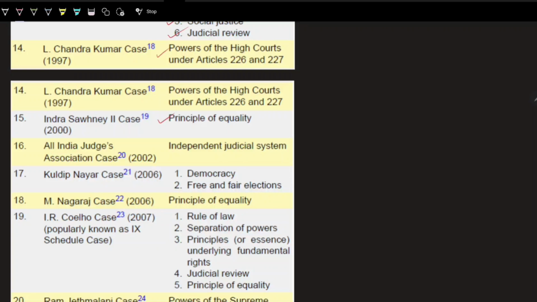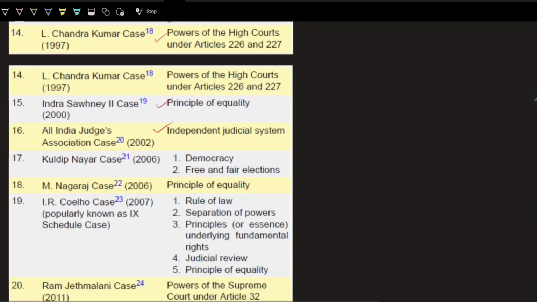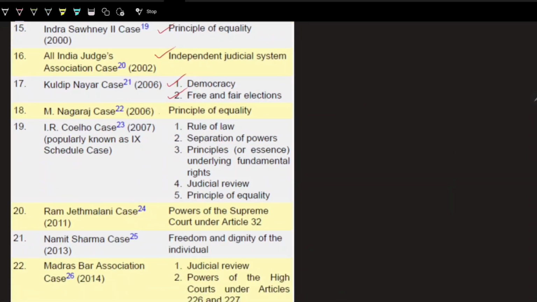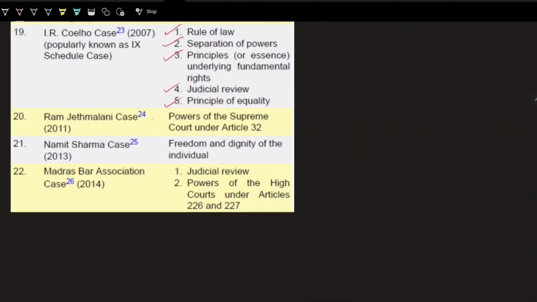All India Judges Association case, 2002: independent judicial system. Kuldip Nayar case: democracy, free and fair elections. M. Nagaraj case: principle of equality. I.R. Coelho case, popularly known as the Ninth Schedule case: rule of law, separation of power, principles underlying fundamental rights, judicial review, principle of equality. Ram Jethmalani case: power of the Supreme Court under Article 32. Namit Sharma case: freedom and dignity of the individual. Madras Bar Association case: judicial review, power of High Courts under Articles 226 and 227.